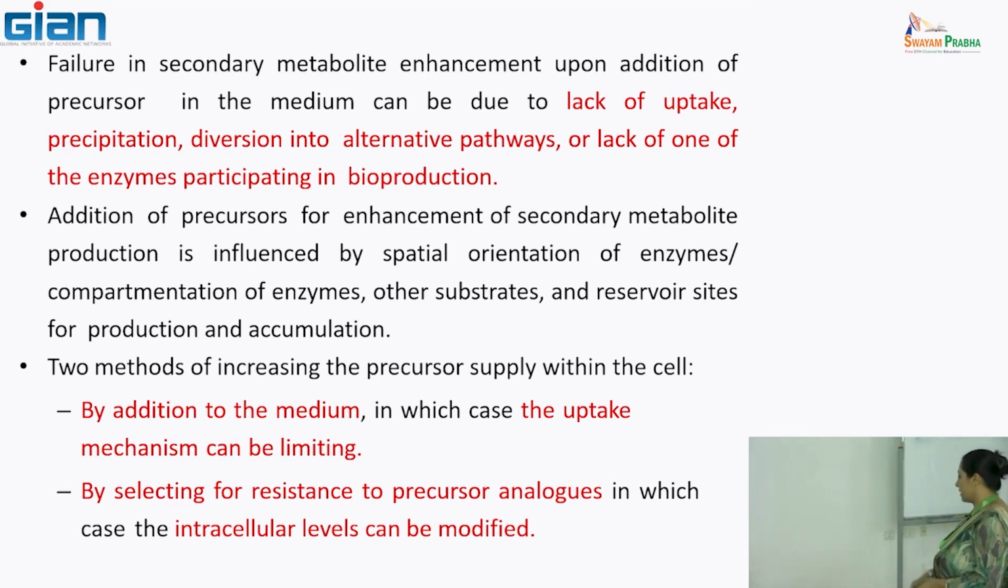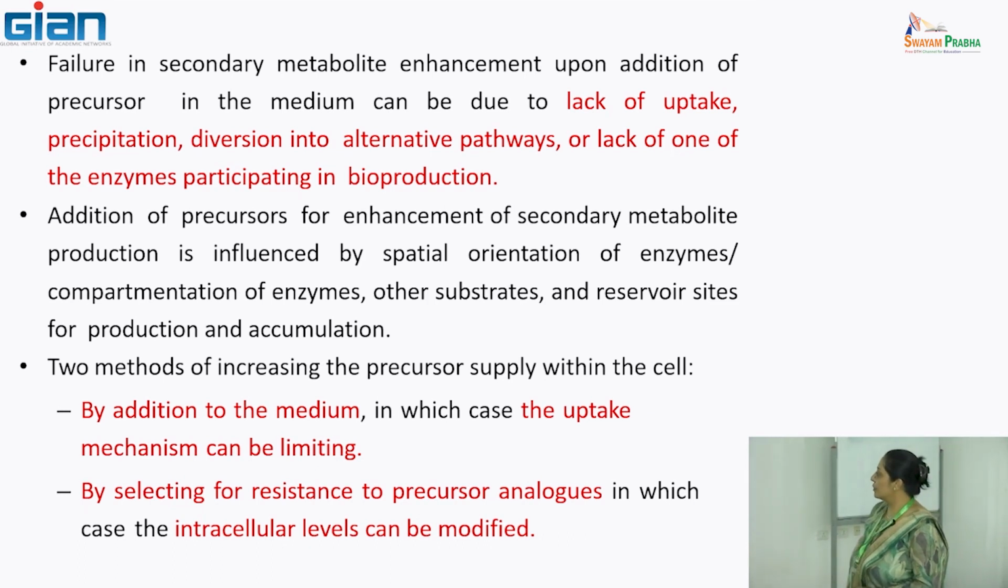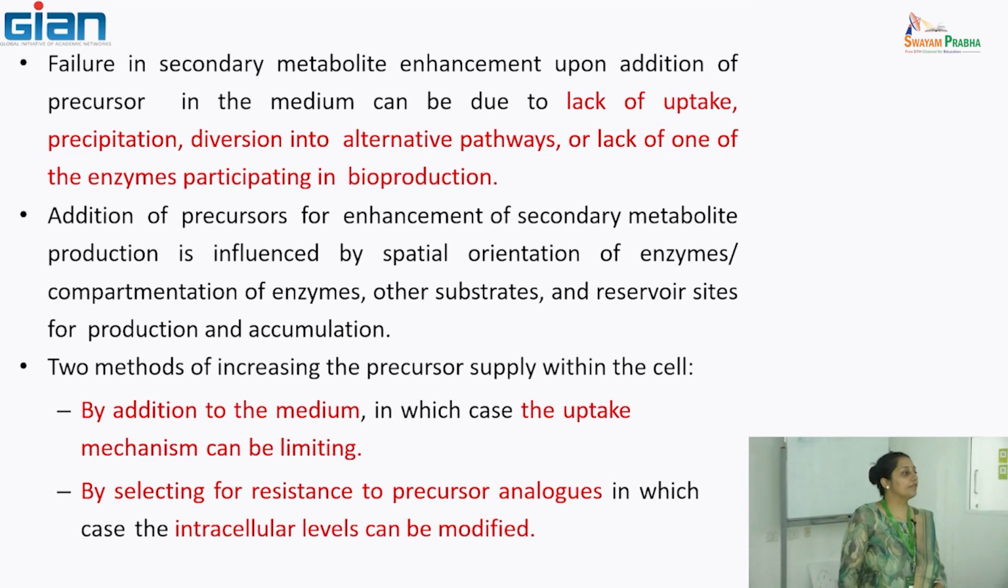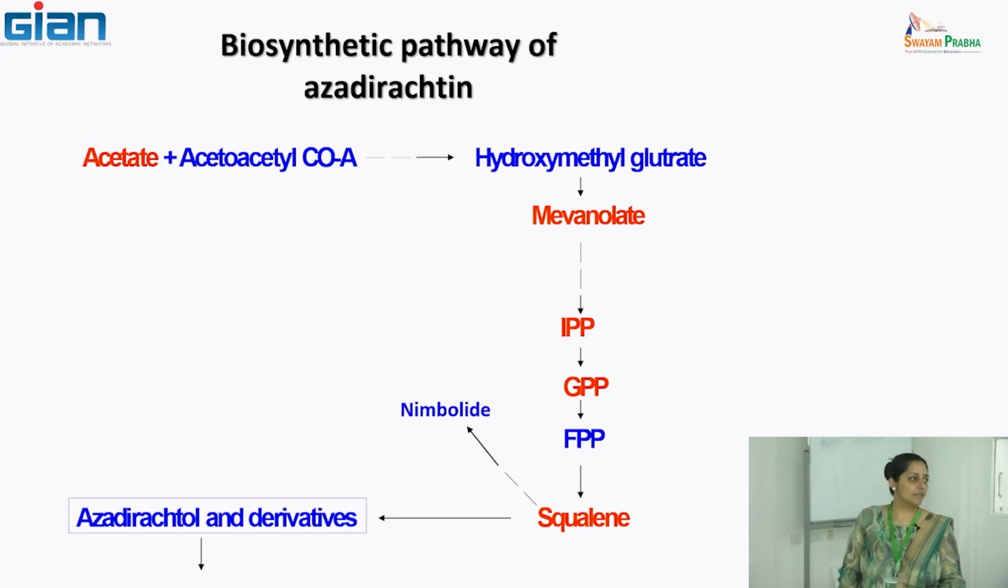Two methods of increasing precursor supply within the cell: by addition to the medium, in which case the uptake mechanism can be limiting; or by selecting for resistance to precursor analogs, in which case the intracellular levels can be modified, like the pimelic acid I gave you as an example. It's one of the precursors. This is just an example for the azadirachtin which I was talking about.